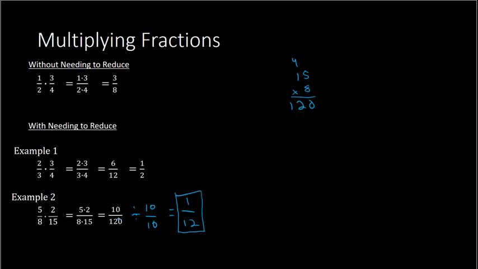So essentially that has the effect of just dividing out the zeros. So we just cancel out the zeros, we're left with the 1 over 12.